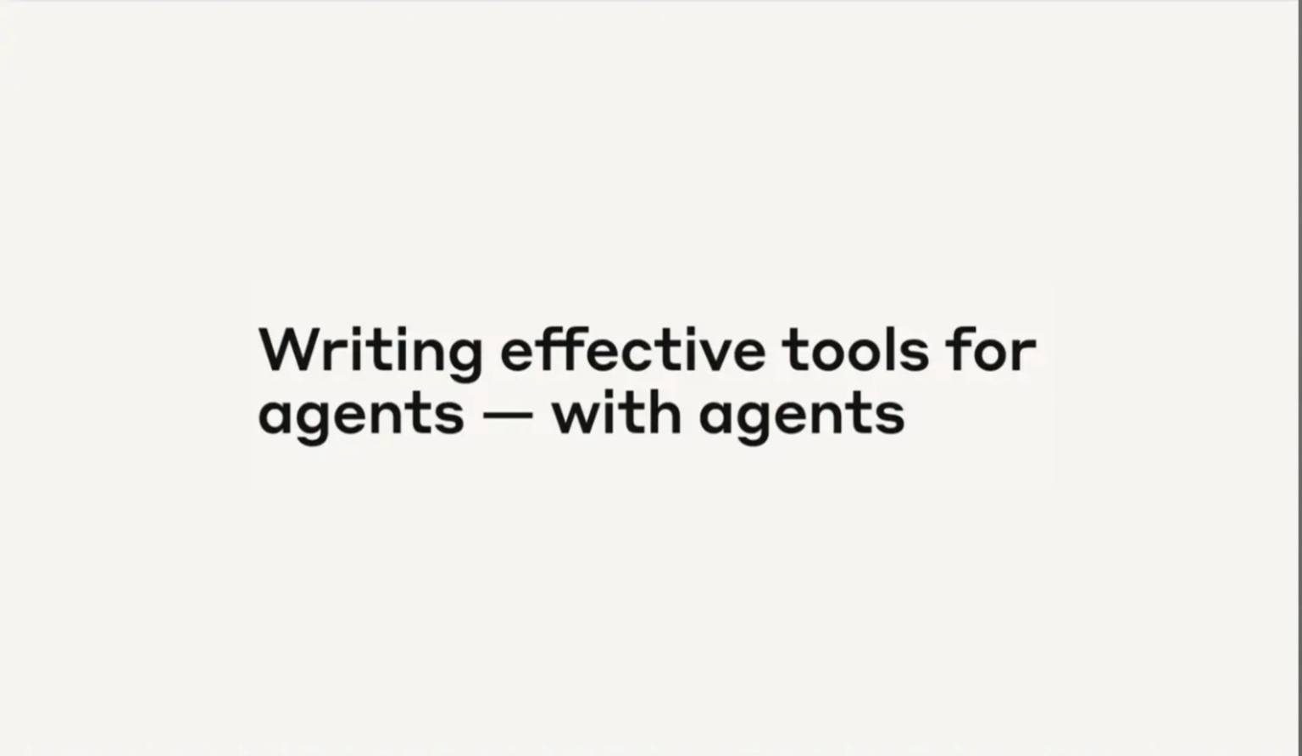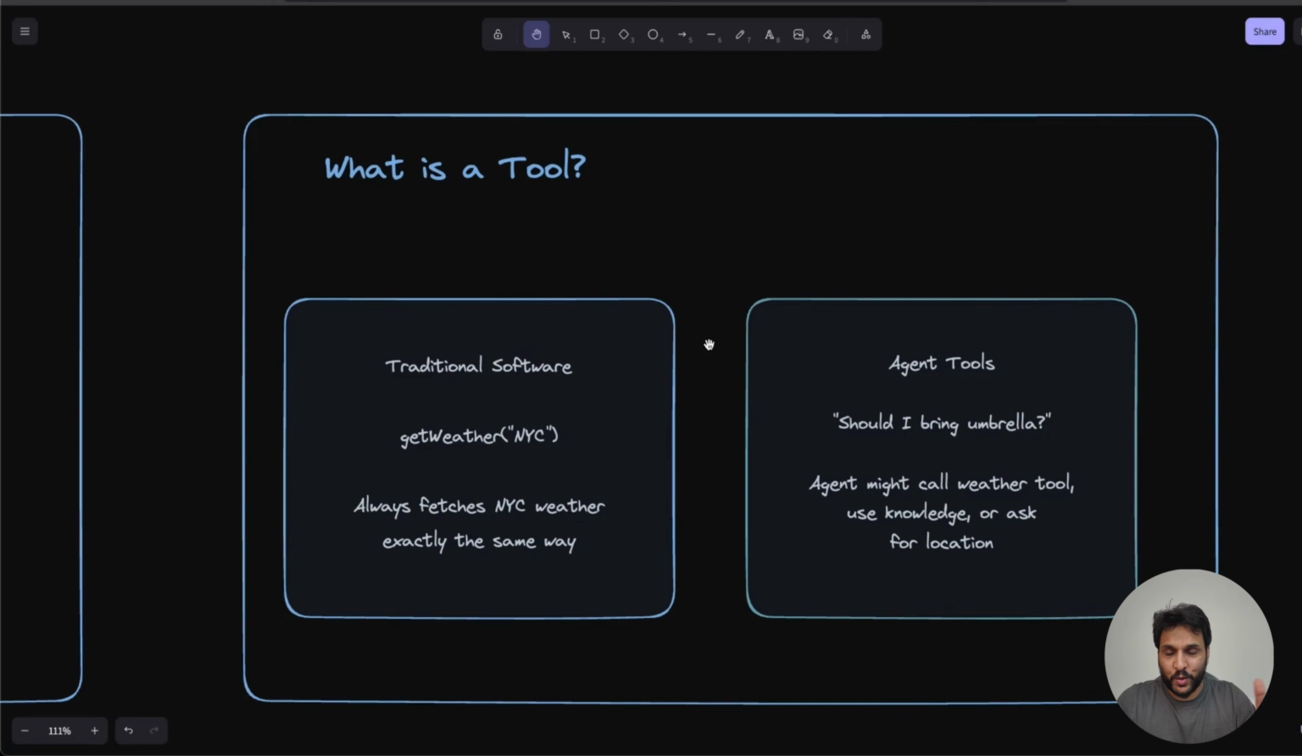Now, the idea for this video came from this blog post from Anthropic, writing effective tools for agents with agents. So we're going to look at key findings and some practical insights. But before that, we need to actually think about how software engineering is changing with agentic systems.